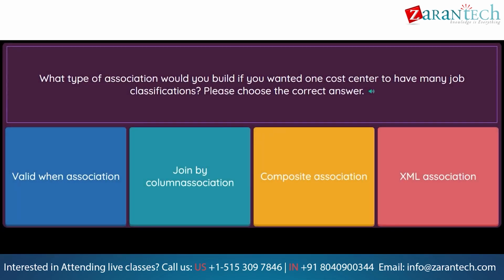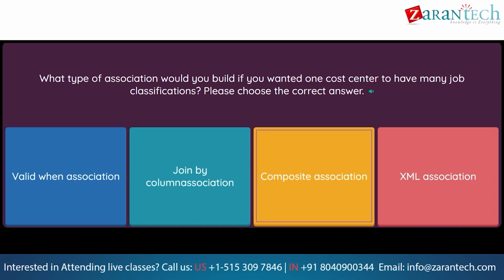Question: what type of association would you build if you wanted one cost center to have many job classifications? Please choose the correct answer. Option 1, valid when association. Option 2, join by column association. Option 3, composite association. Option 4, XML association.